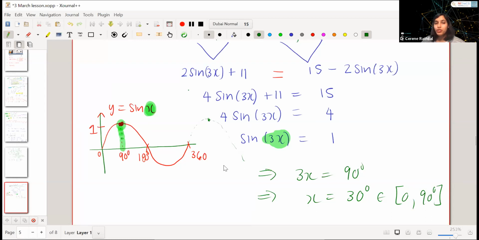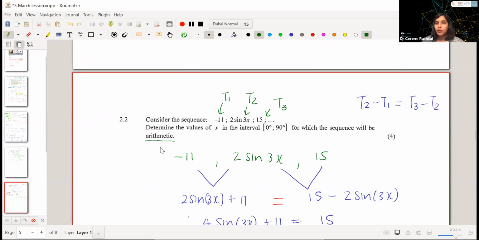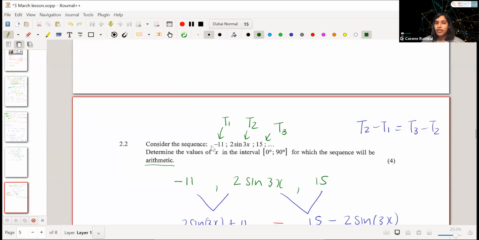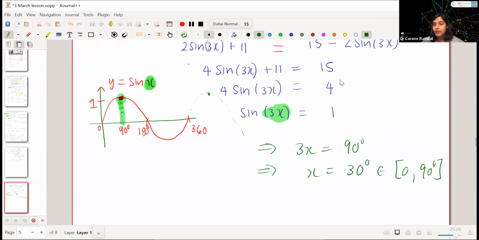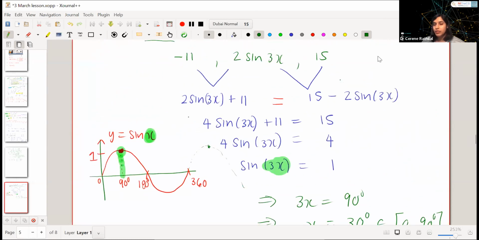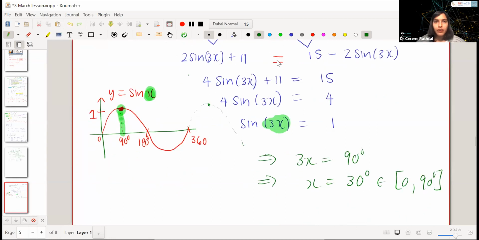Remember, our question restricted our attention. Our question said, you can only find for which x values in 0 to 90 degrees will this be an arithmetic sequence. And here we go. We found an x equals to 30 degrees that satisfies that we will get out an arithmetic sequence. And so the answer is x equals to 30. Okay, so I hope that we are all clear on that.